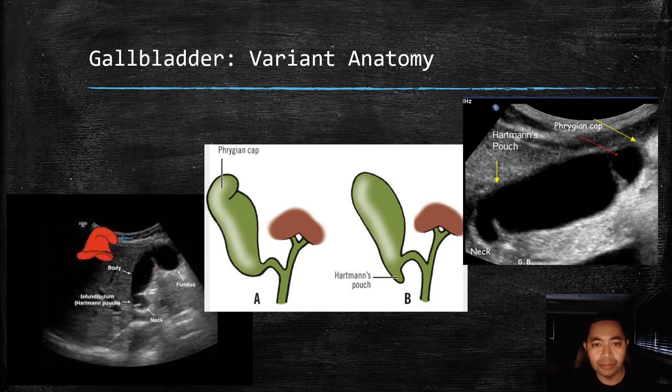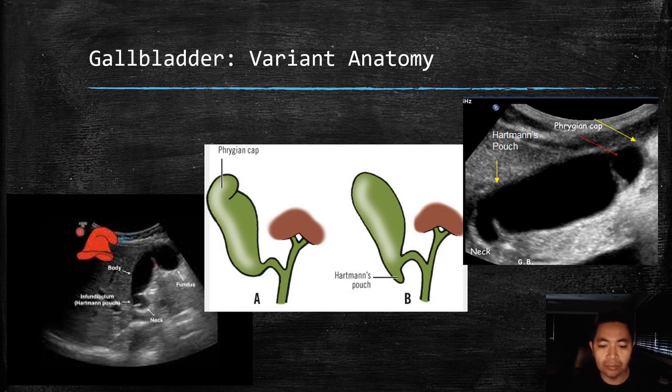Gallbladder configuration and structure is very dynamic. There is a wide variance in shape and orientation, and in a good number of cases, internal septation may also be evident. There are some common variations in gallbladder shape and structure that may be evident on ultrasound.